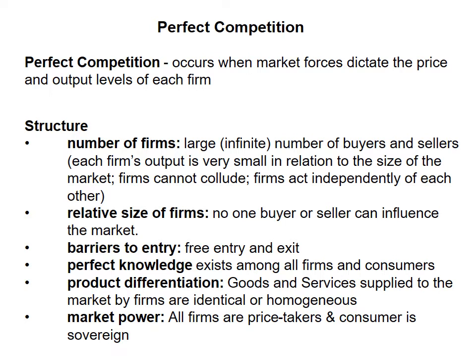What happens then is that no one buyer or seller can influence the market. Free entry and exit. There's perfect knowledge amongst all firms and consumers. They know what the product is, they know what the pricing structure is, the cost structure. There's no secrets of any kind. The product differentiation: identical or homogeneous. And market power, as we said, all firms are price takers and the consumer is sovereign.